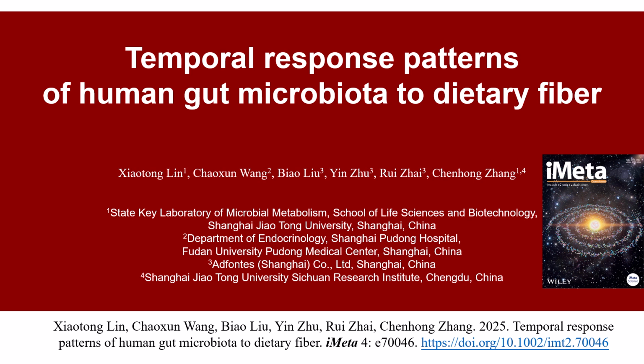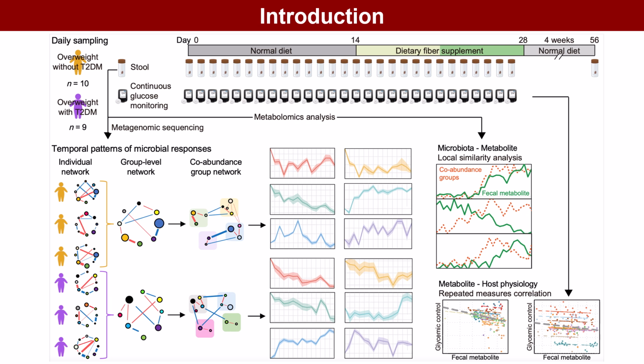We are pleased to have the opportunity to present our work, which focuses on the temporal response patterns of human gut microbiota to dietary fiber. The gut microbiota is a highly dynamic and complex ecosystem, but its temporal responses to dietary fiber are not yet fully understood. In this study, 19 participants first underwent 14 days of normal diet, followed by 14 days of dietary fiber intervention. Using guild-based and time series approaches, we identified distinct microbial response patterns.